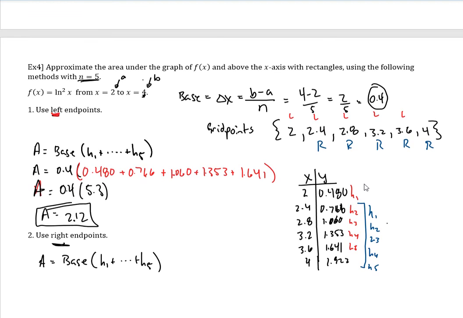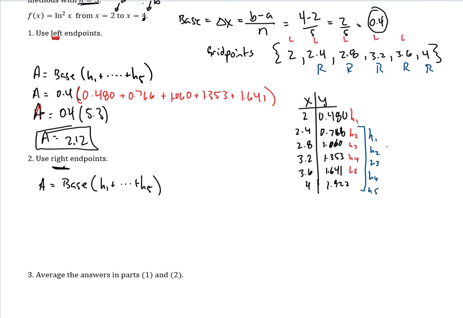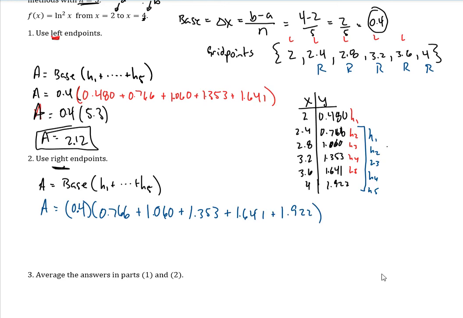Okay, and so to save a little time, let's just keep it all in blue. So I'm going to do the area equals the same base, 0.4, times our height 1, which now begins at 0.766, plus 1.060, plus 1.353, plus 1.641, plus 1.922. So there's the 5. And then, again, it's just right back to the calculator.